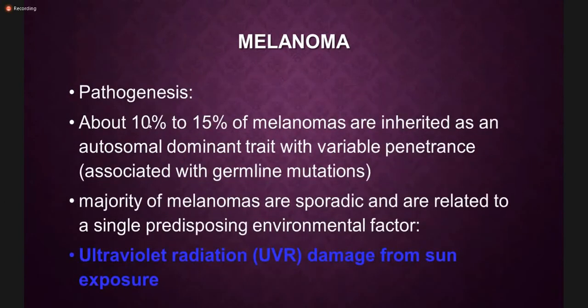So the pathogenesis is that 10 to 15% of the melanomas are inherited as an autosomal dominant trait with variable penetrance associated with germline mutations. The majority of the melanomas are sporadic and are related to a single predisposing environmental factor. And what is that? This is ultraviolet radiation damage from sun exposure.